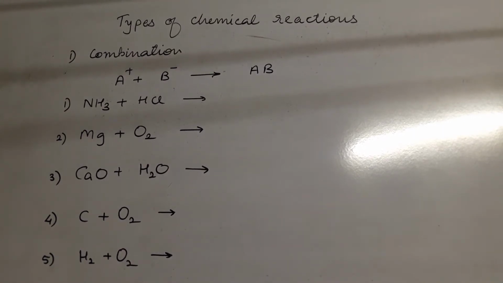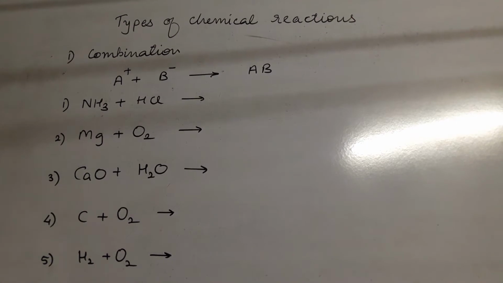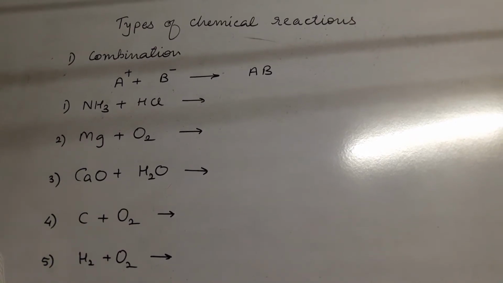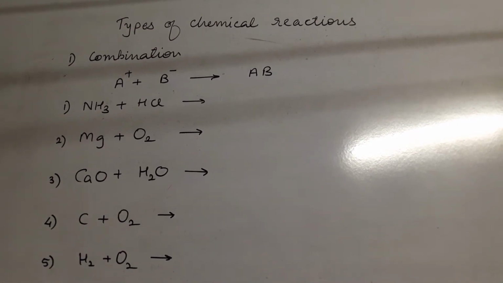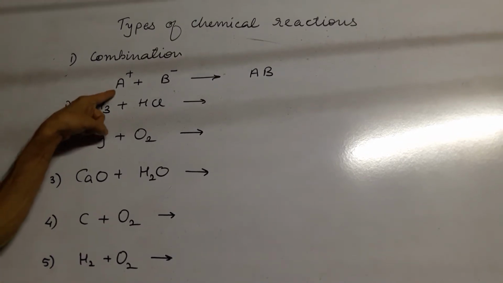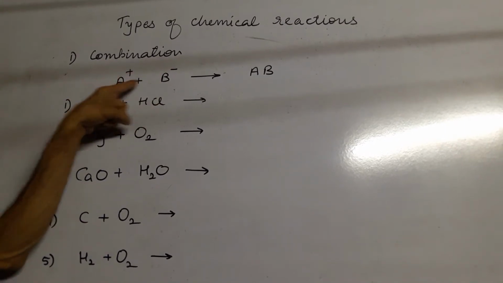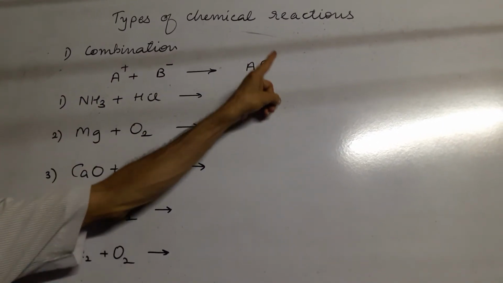So first we will take combination reaction. What do you mean by combination? When two or more compounds or elements come together to form one compound, then it is called combination. So here, for example, A is a positive radical, suppose, and B is a negative radical. So they come together to form one compound AB.